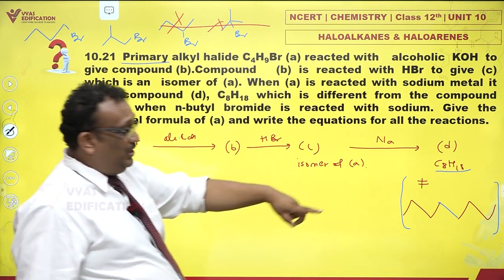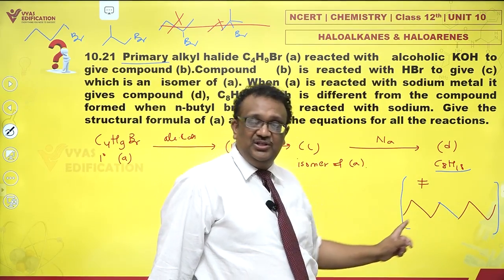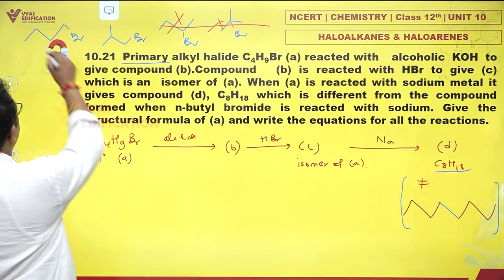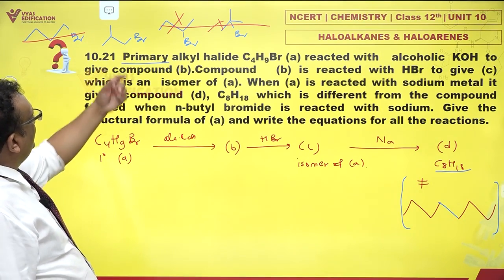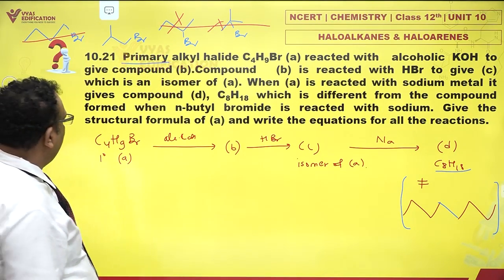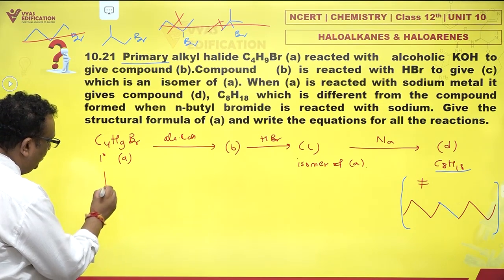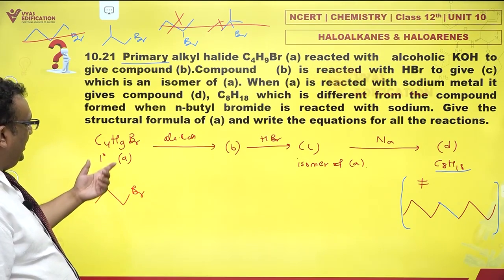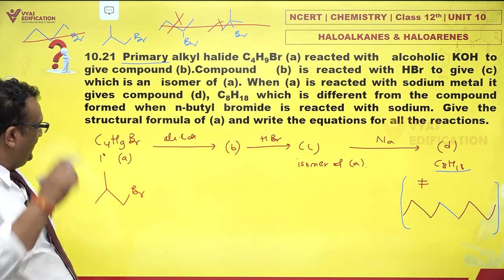But I am told at the end, please don't match it. This is not the case. If this is not the case, then it seems I'm left with only one option, and this is isobutyl bromide. So most probably A is isobutyl bromide.